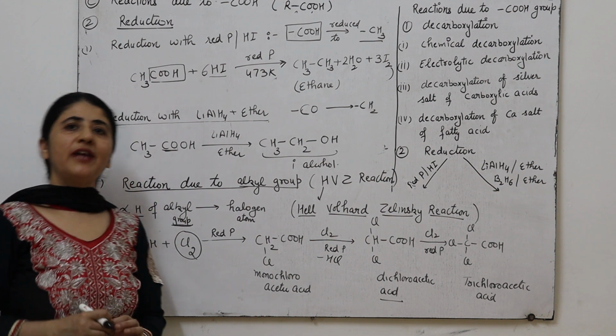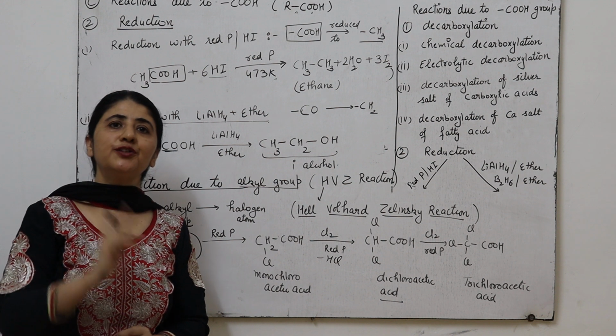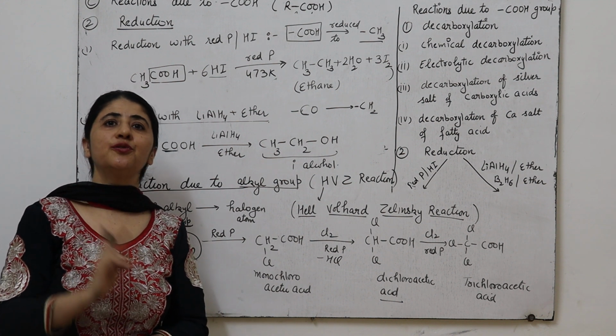So in this video we have discussed the two types of reaction shown by the carboxylic acid: the reaction due to the COOH group and the reaction due to the alkyl group.